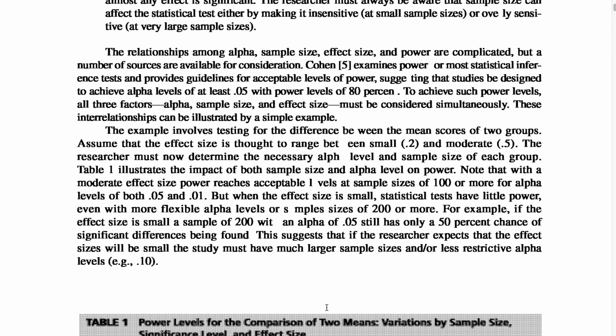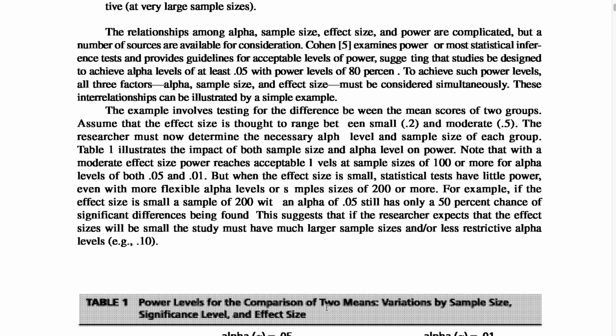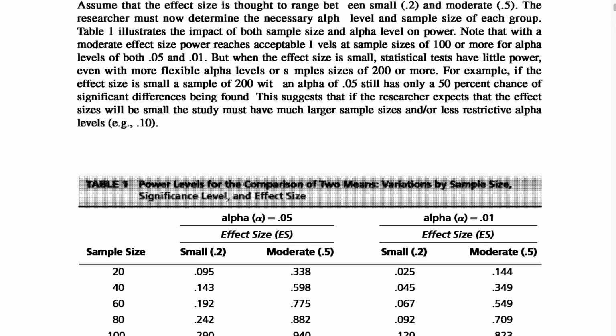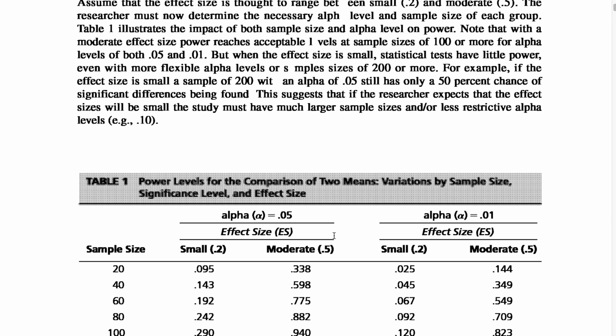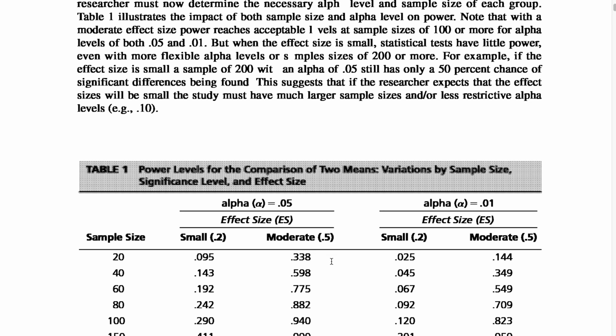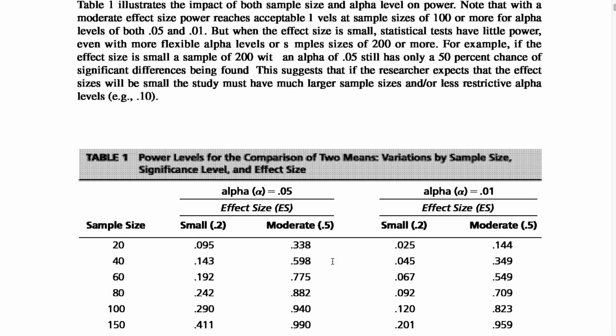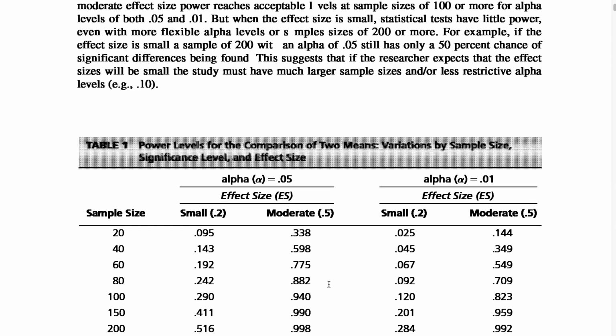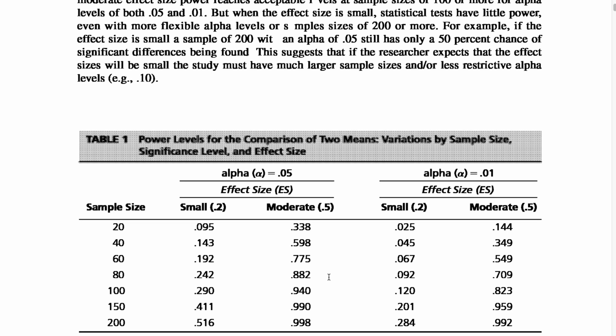These interrelationships can be illustrated by a simple example. The example involves testing for the differences between the mean scores of two groups. Assume that the effect size is thought to lie between small and moderate. The researcher must now determine the necessary alpha level and the sample size of each group. Table 1 illustrates the impact of both sample size and alpha level on the power. Note that with the moderate effect, the power reaches 80% at the alpha 0.01 level at a sample size of 100 or more, and at the more flexible alpha level at a sample size of 200 or more.